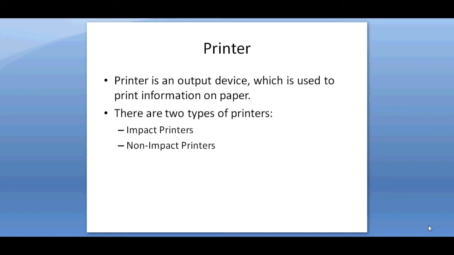Second category, non-impact printer. The printers that print the character without striking against a ribbon and onto the paper are called non-impact printers. These printers print a complete page at a time, therefore also known as page printers. Properties of non-impact printers. First, faster than impact printer. Second, they are not noisy. Third, high quality. Fourth, supports many fonts and different character sizes.